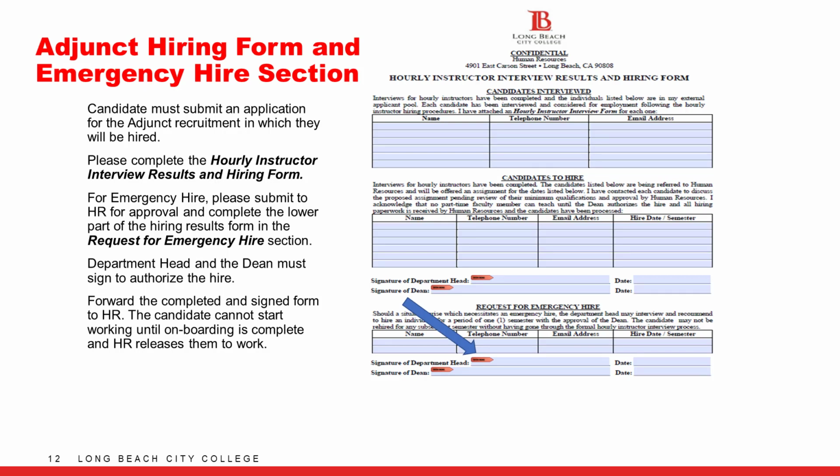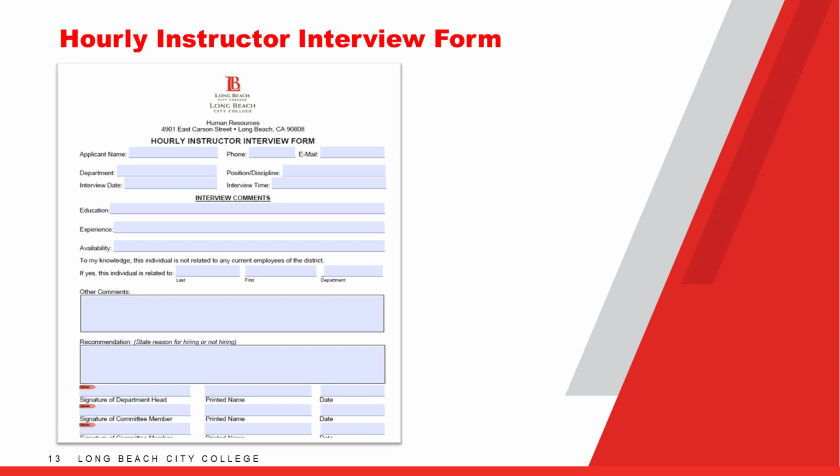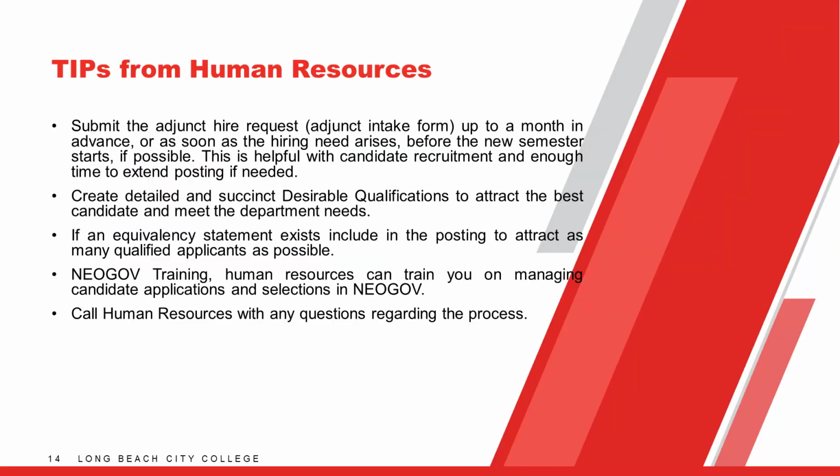This next slide shows where the request for emergency hire section is located on the adjunct hiring form. This form will need to be completed and signed by both the department head and the dean to authorize the hire. Once completed, this form should be forwarded to Human Resources. The candidate cannot start working until onboarding is complete. This slide shows the front page of the adjunct interview and hiring form. This page will need to be completed for every candidate who interviewed for the position.